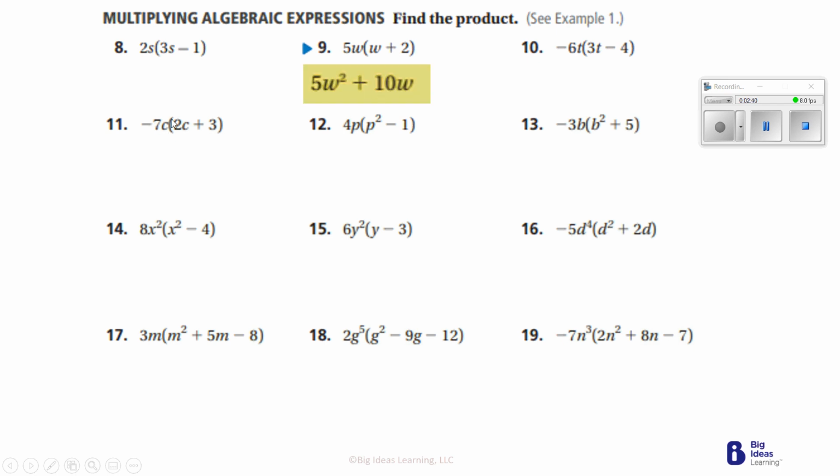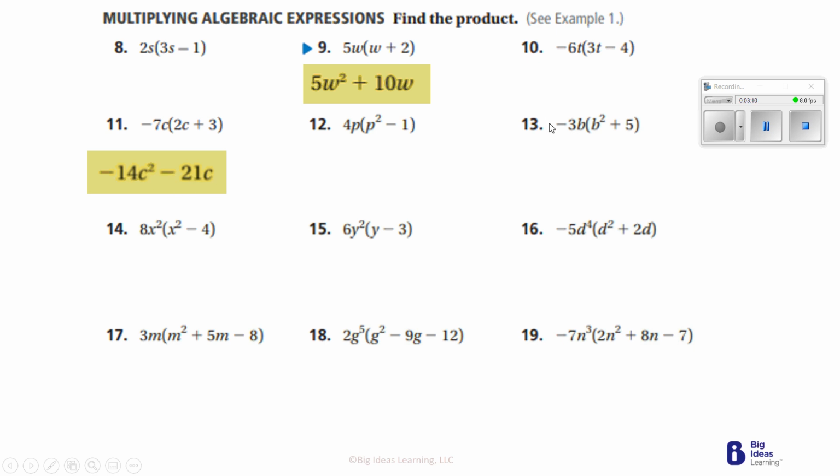Number 11 is next. It says negative 7c times 2c. A negative 7 times 2 is negative 14. A c times a c is c to the second power. So this is going to be negative 14c to the second power, and then negative 7 times 3, well, that's negative 21. So that'll be followed up with a negative 21c. So negative 14c to the second power minus 21c.